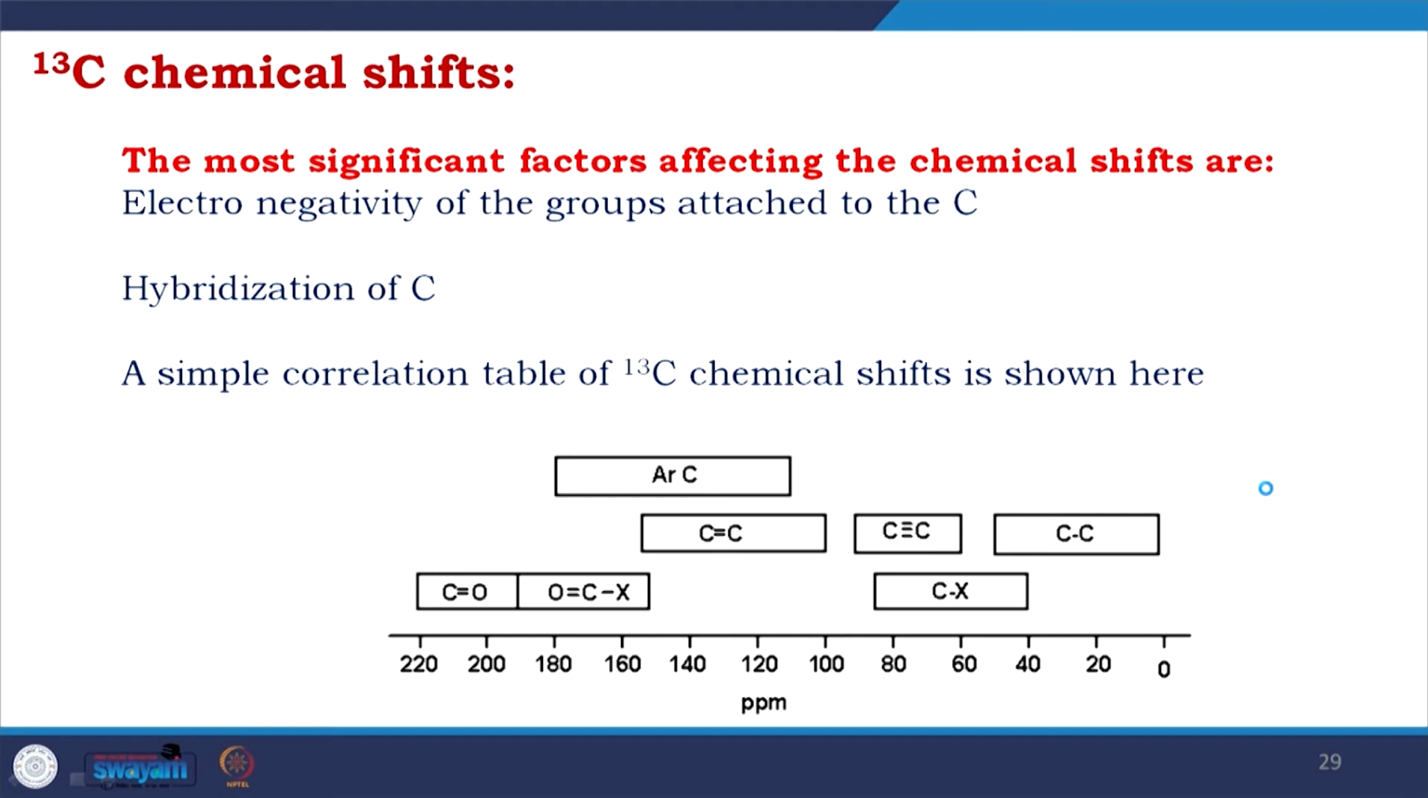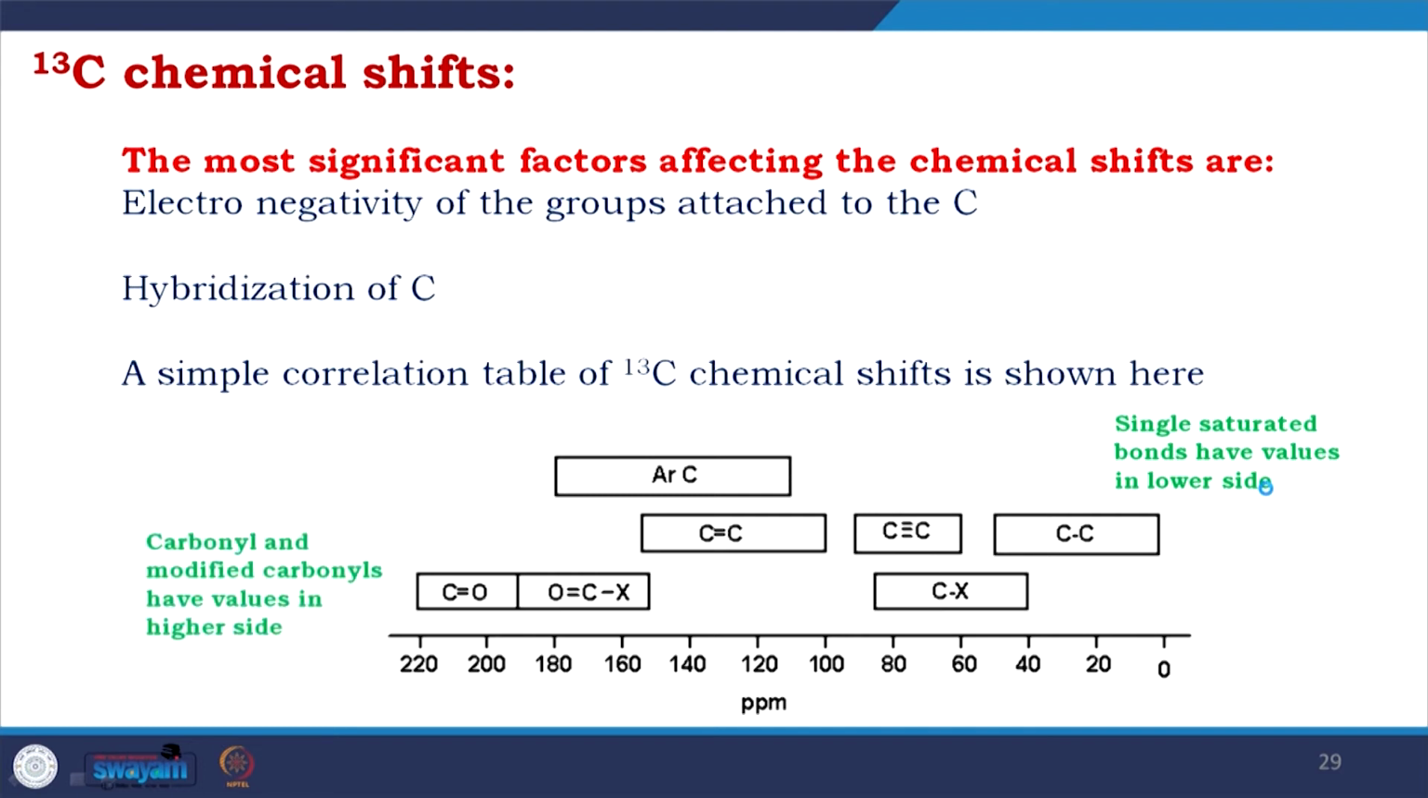When carbon is attached to an electronegative atom, the shift is enhanced; a carbon triple bond enhances it; a carbon double bond enhances it more; aromatic more; carbonyls have the highest. So, single saturated bonds have values on the lower side, and carbonyl and modified carbonyls have values on the higher side. So, 0 to 220, they are categorized in this way as you are looking at.